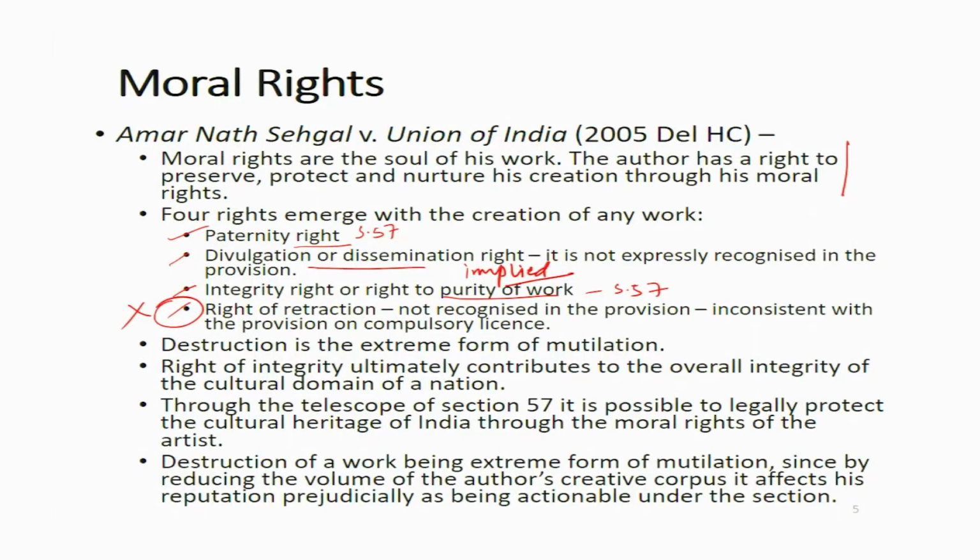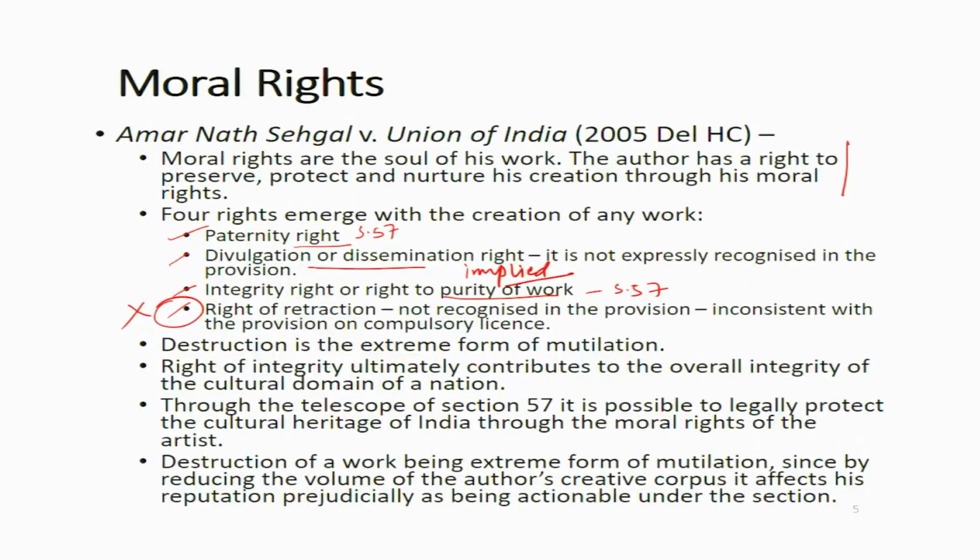Court said removal is the extreme form of distortion. It is an extreme form of mutilation. The final argument put forward by the government was, even if we accept that removal is extreme form of distortion, how will it harm the reputation of the author? How is it going to harm the reputation of the author? If somebody comes to Vigyan Bhavan and does not see a mural made by Amarnath Sehgal, how is it going to harm the reputation of Amarnath Sehgal?